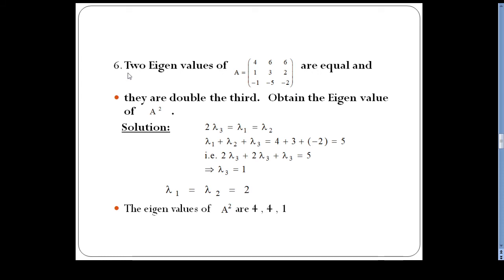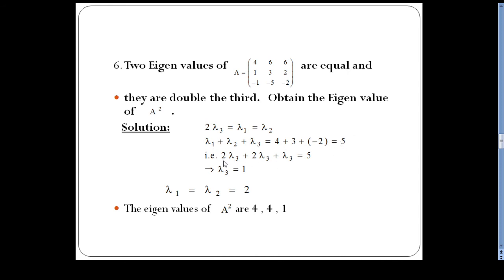Next one, sixth problem. Two eigenvalues of A are equal and they are double the third. Obtain the eigenvalues of A square. So it was given that two eigenvalues are equal. Let us take lambda 1 equal to lambda 2, and each is double the third eigenvalue. So 2 lambda 3 is equal to lambda 1 equal to lambda 2. Now I want to find all three eigenvalues. By using the property, the sum of eigenvalues is equal to the sum of diagonal elements, 4 plus 3 minus 2, which is equal to 5.